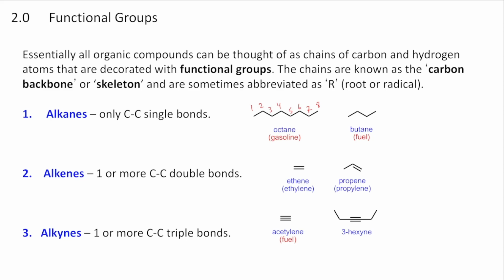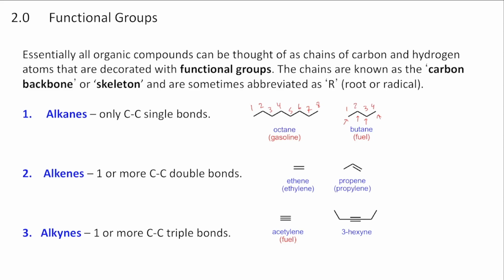And here we have butane, which is another one. This has 4 carbons, 1, 2, 3, 4. If we were to write butane out as its full Lewis structure, we would have CH3s on the end and CH2s in the middle.